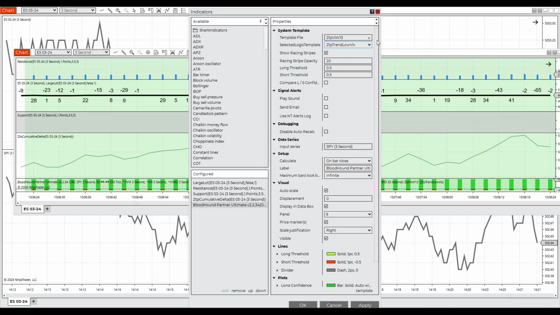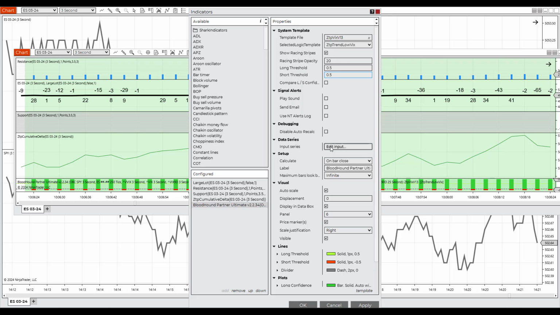So on this chart, I want to see the trend and low VIX. So first we're going to choose ZTP VIX V13, V14 very shortly, and trend low VIX. Now, in the version 14, I'm going to indicate that it needs to be put on a SPY chart. The next 2 things I'm going to change are the long threshold to 0.5 and 0.5, and that's something that I always do.